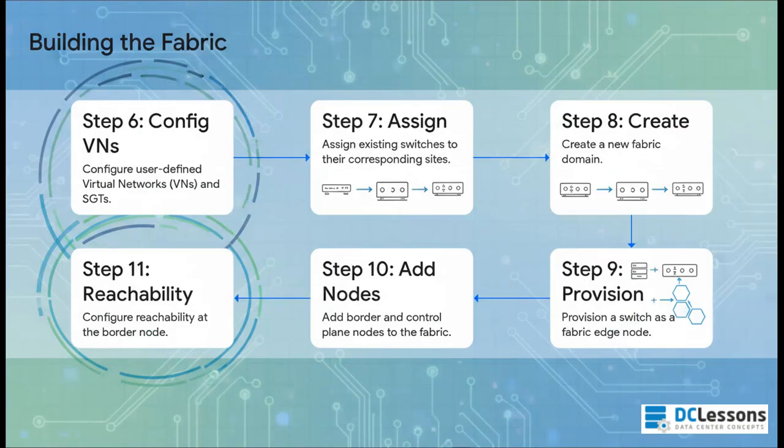All right, with all that preparation out of the way, now we get to the fun part. We can start actually building the fabric itself. This is where we shift from just describing the existing network to defining the new, software-defined one. We'll create our logical segments, which are called virtual networks. We'll assign devices to the sites we already created, and we'll start giving those devices their specific jobs within the fabric.